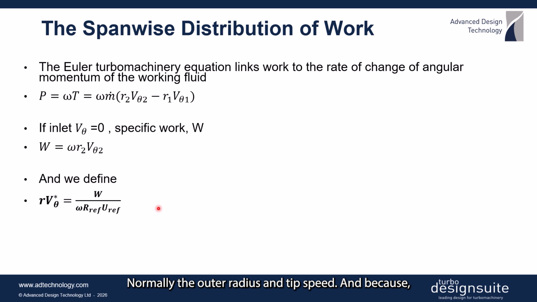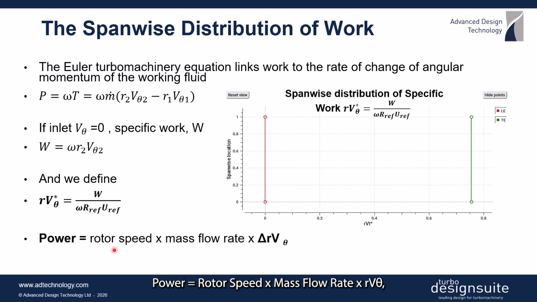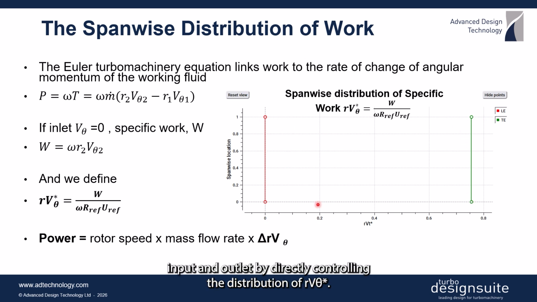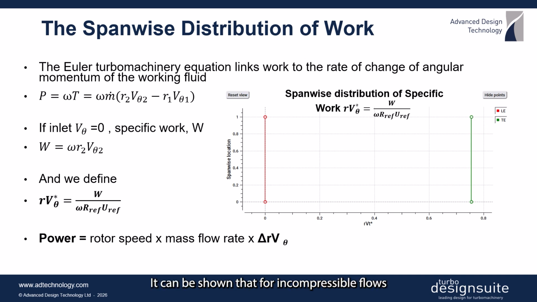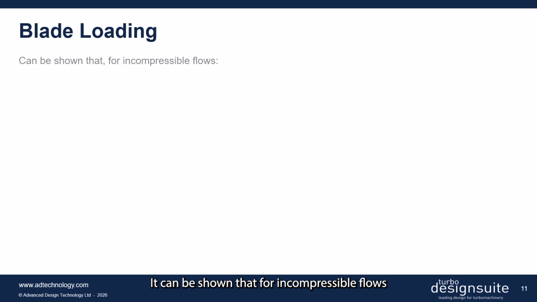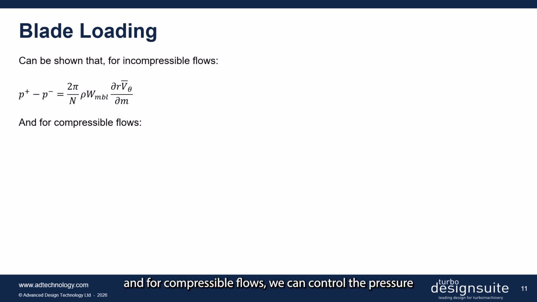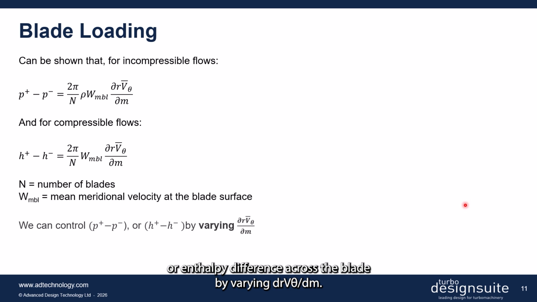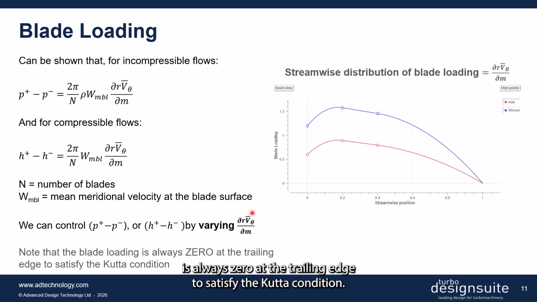radius and tip speed, and because power equals rotor speed times mass flow rate times RVθ, we can directly control the amount and distribution of work between the blade input and outlet by directly controlling the distribution of RVθ star. It can be shown that, for incompressible flows and for compressible flows, we can control the pressure or enthalpy difference across the blade by varying dRVθ by dm. Note that the blade loading is always 0 at the trailing edge to satisfy the Kutta condition.